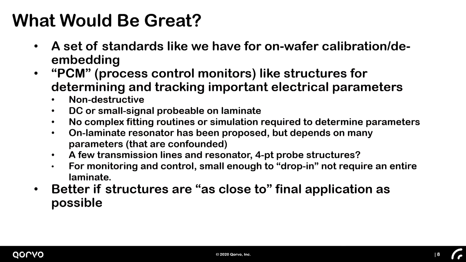So what would be great, right? The thing that would be really awesome is if we had a set of standards like, oh, I don't know, the on-wafer calibration structures that Marco and Andre talk about, having something like that on a laminate would be fantastic. Process control monitor structures have their own set of requirements. They can't be destructive. They should be simple to test. If it requires a large amount of fitting or complex routines, the packaging guys are just gonna cry. It won't work. So you can't do it that way.